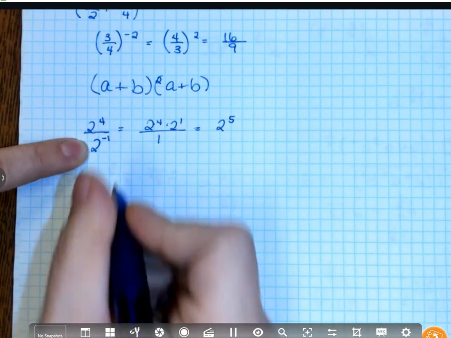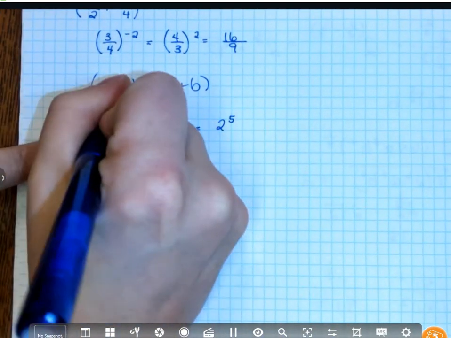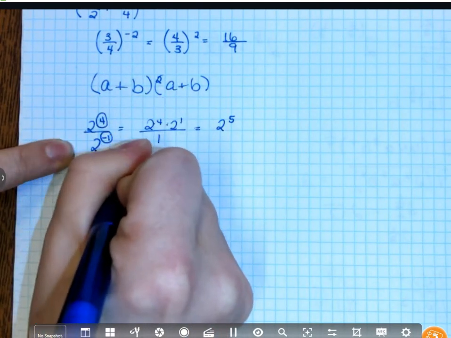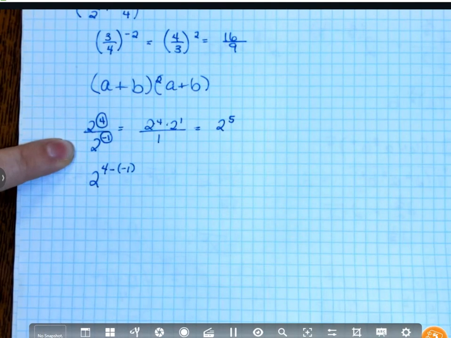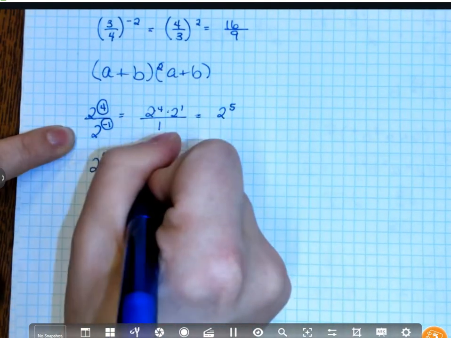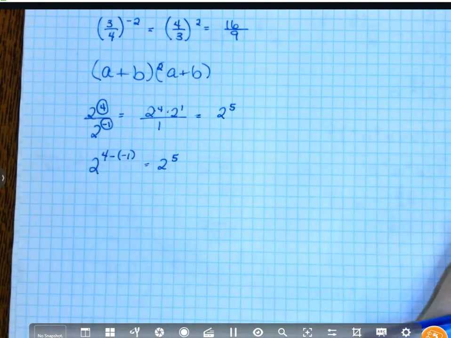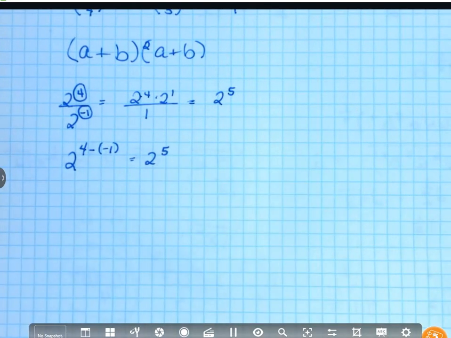Another way that you can think about this is 2 to the, and then the rule is this number minus that number. So 4 minus a negative 1 becomes 4 plus 1, which is 5. It's okay. Sometimes it looks so easy, it's hard.